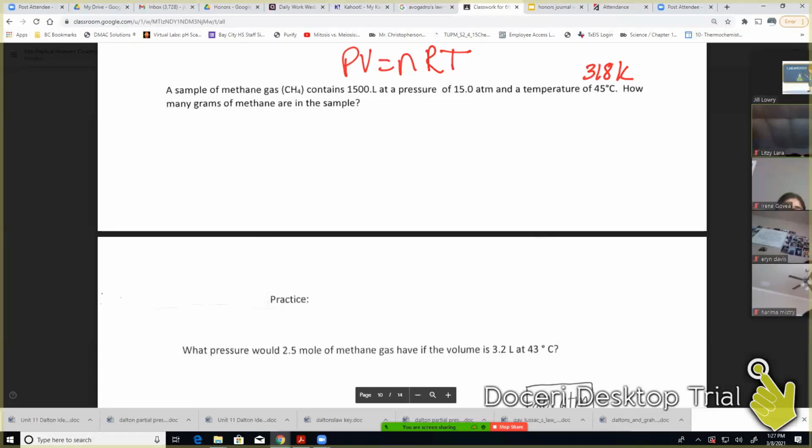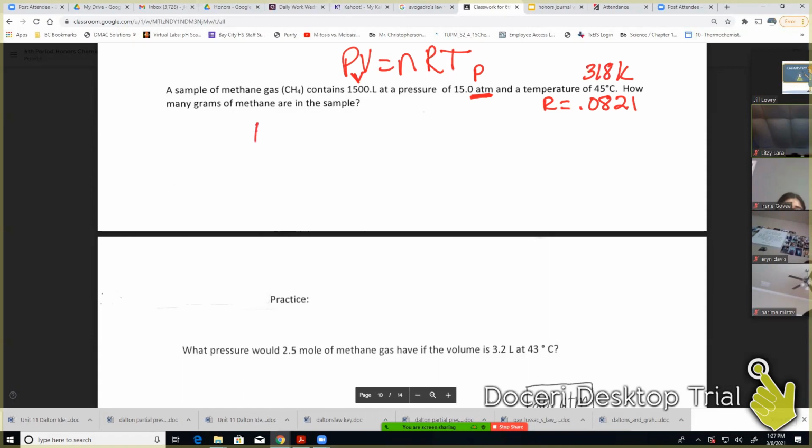So my N is my unknown. This is my pressure. 1500 is my volume. There's my temperature. Since my units are in atmospheres, then the R that I want to pick should have atmospheres in it. So that's my 0.0821.